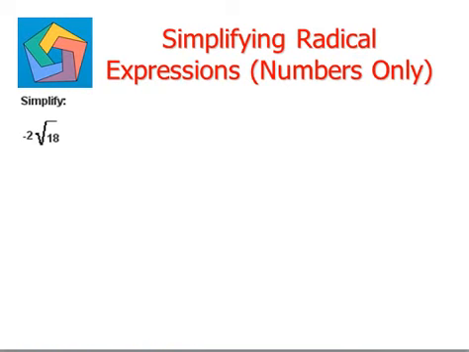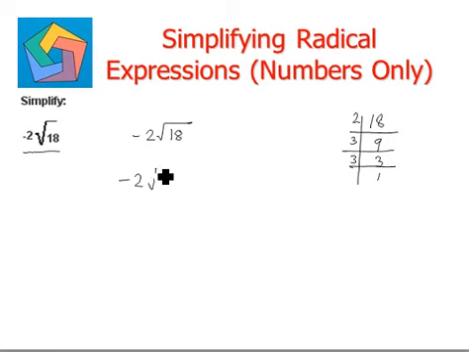The first question says simplify, and we're given negative 2 root of 18. So we write down negative 2 square root of 18. The first step is to write down the factors of 18. 18 can be divided by 2 as 9. Then this cannot be divided by 2, so we move on to the next prime number, that is 3. 3 times 3 is 9, and 3 times 3 is 1. So we write negative 2, list down the factors, 2 times 3 times 3.